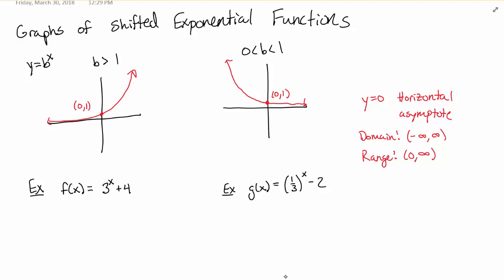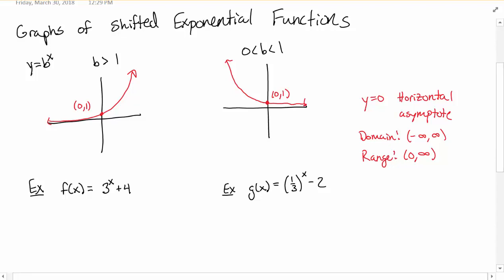And if our b is in between 0 and 1, then it's going to be decreasing as we move from left to right. It's still going to go through (0, 1). We'll see that y equals 0 is a horizontal asymptote for that. To start with, the domain is all real numbers, so you can plug in anything. And its range is going to be open 0 off to infinity. It never actually touches the x-axis, so we do not get to include the 0, but we do get everything above that. So those are the two thoughts we're going to start with.